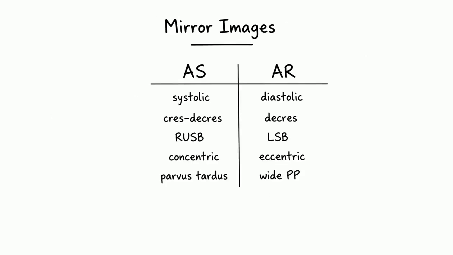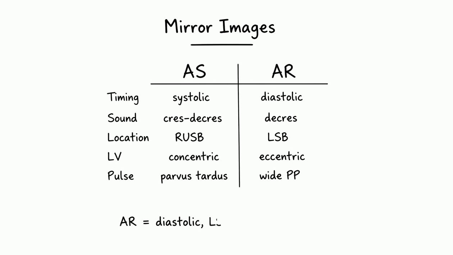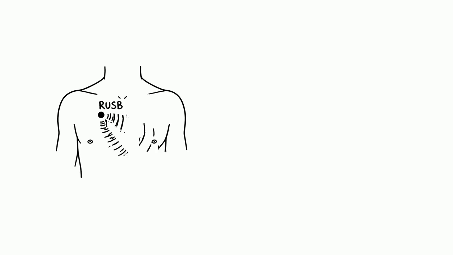Put the two lesions side by side and compare. AS is systolic, RUSB, concentric, and parvus et tardus. AR is diastolic, LSB, eccentric, with wide pulse pressure.